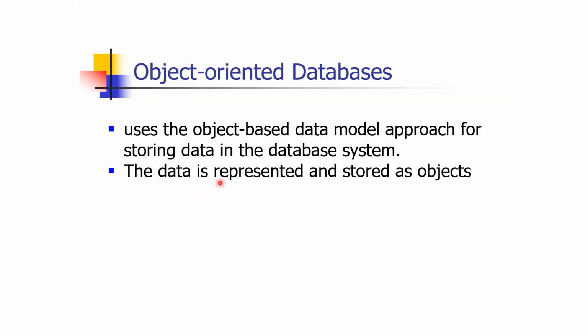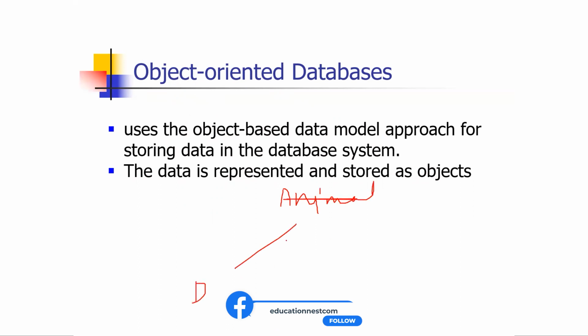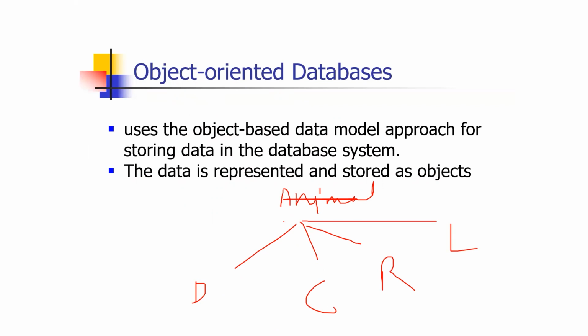Object-oriented means it's a class-based object model. Here data is represented and stored as objects. For example, suppose I'm talking about an animal. This is a class. In animal, there can be dog, cat, rat, lion, tiger, or dinosaurs. These are different objects. Got it? This is related to OOPS.